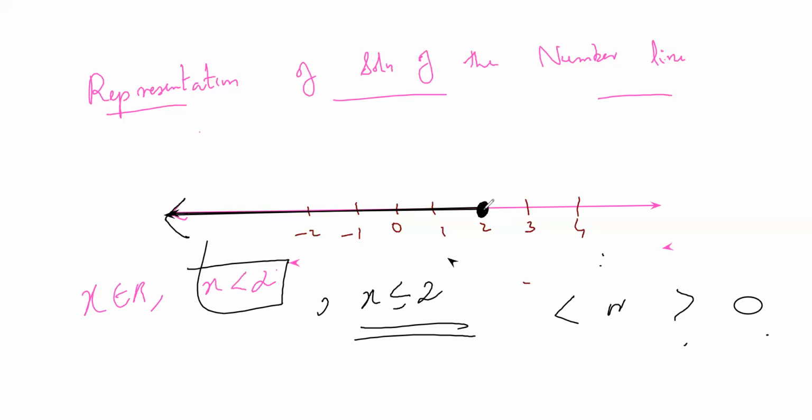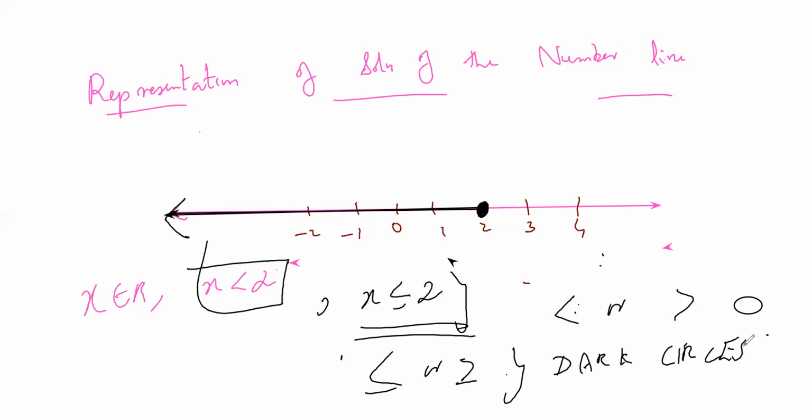That's it. I will make it dark. The dark thing is only for what? The darkened circle is only for less than or equal to, or greater than or equal to. We'll put dark circles. And hollow circles for what? Hollow circles for less than or greater than.